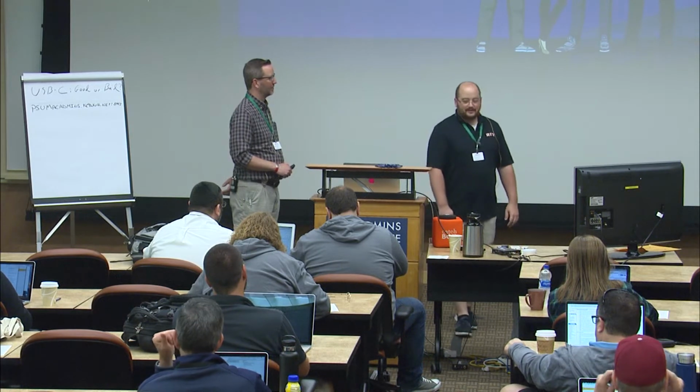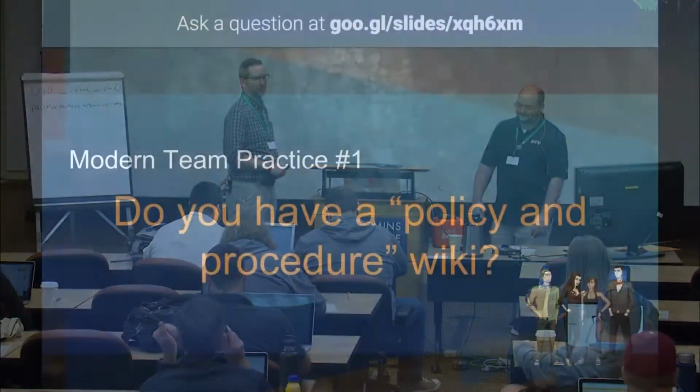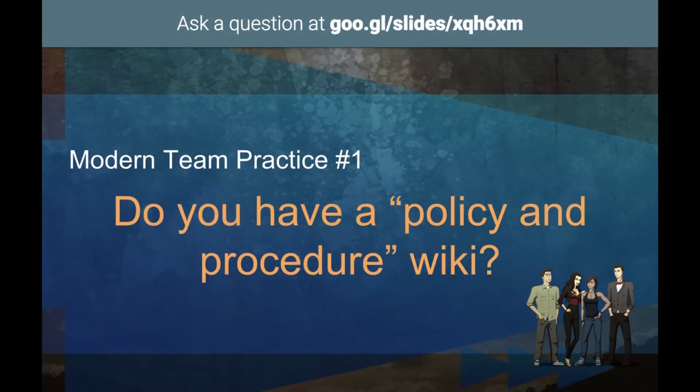Let's talk about playing nice with each other. Modern team practice number 1, do you have a policy and procedure wiki? This is a place where you document your policies and your procedures. The difference between a policy and a procedure is that a policy is a decision that you make in advance. It's what should be done. A procedure is how you do that thing that should be done.